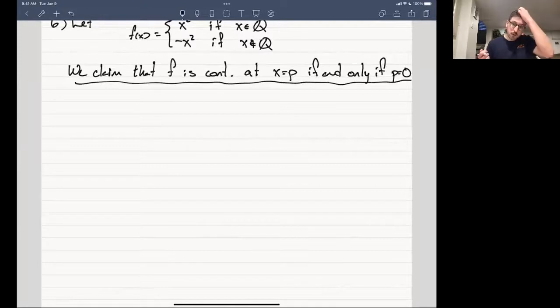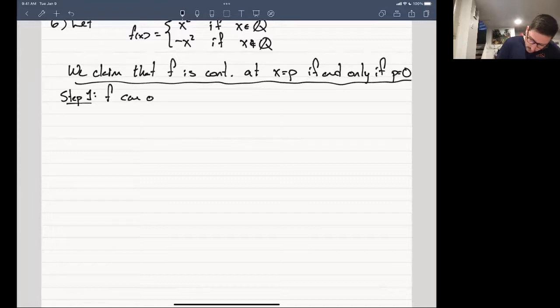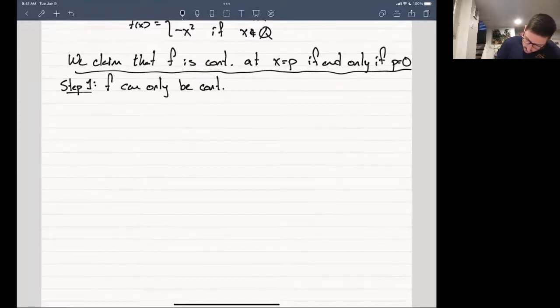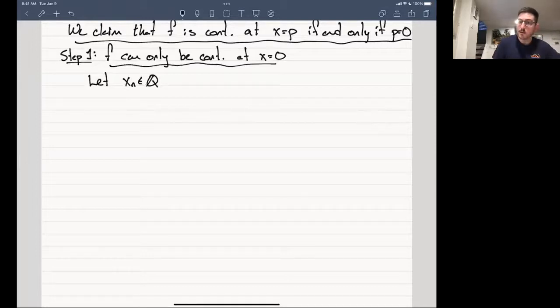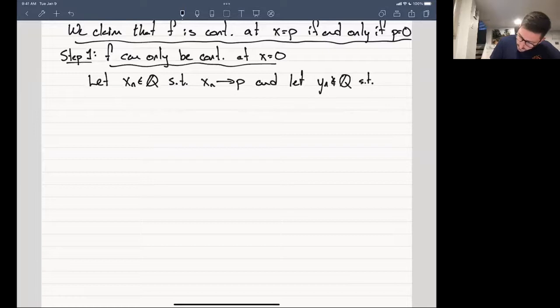Well, first we're going to rule out that it's continuous anywhere else. So here, step 1: f can only be continuous at x equal to 0. So this is my first step, right? I'm not going to prove that it's continuous at x equals 0. I'm going to prove that it can't be continuous anywhere else. Well, then let's say let xn be a sequence of rational numbers such that xn is converging to p, and let yn be a sequence of irrational numbers such that yn is also converging to p. Okay, so I have two sequences converging to p.